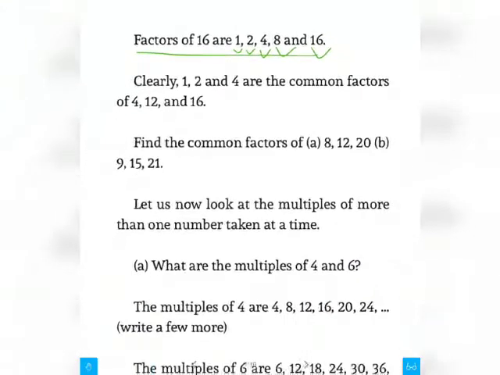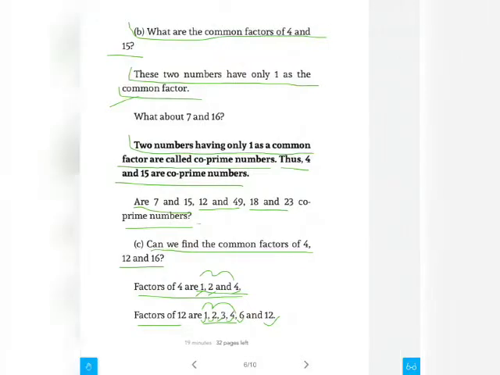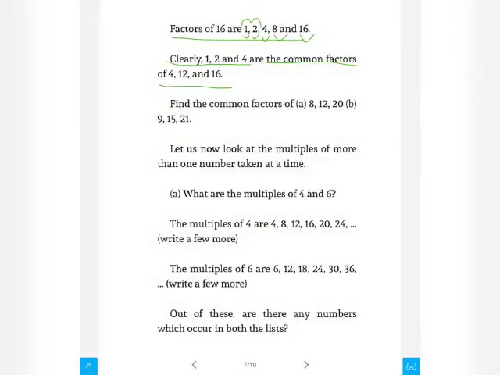Now clearly you can see that 1, 2 and 4 are the common factors of 4, 12 and 16. You will see 1, 2, 4 in 4, 1, 2, 4 in 12, and in 16 also 1, 2, 4. So all three given numbers have these factors. That is why 1, 2 and 4 are the common factors of 4, 12 and 16. So like this you have to do it. But now we will proceed to the next topic, that is common multiples.